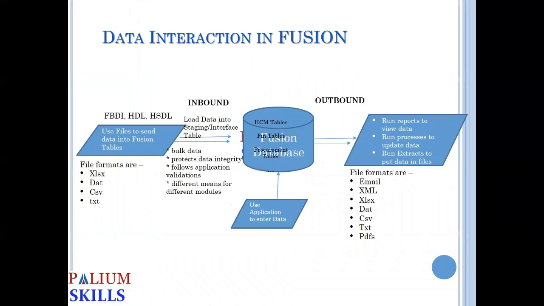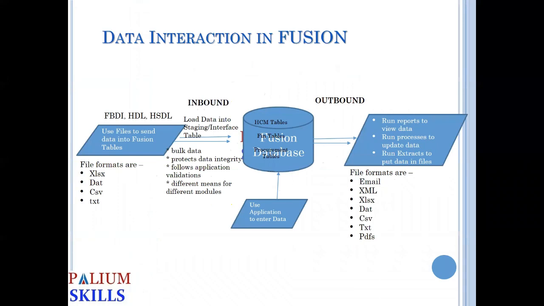Now, broadly speaking, there are two types of interfaces. One is the inbound interface, where data is moving into the Fusion application, and then you have the outbound interface, where the data is going out from the Fusion set of tables, whether it's HCM or financials or procurement, sales, marketing, doesn't matter. Commonly these are called inbound interfaces when data comes into Fusion tables, and outbound when data goes out from the Fusion tables.